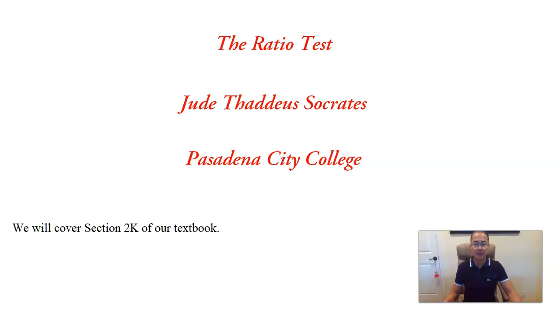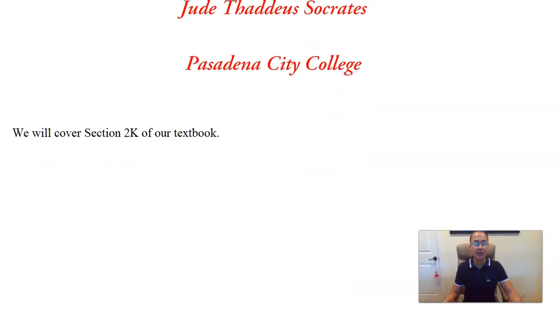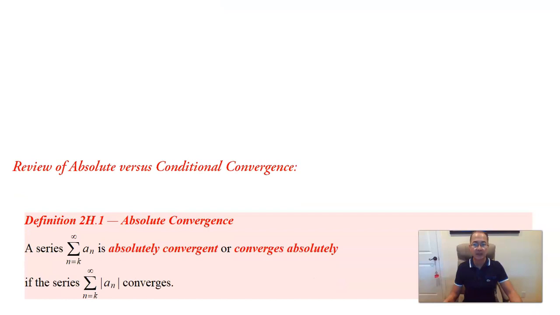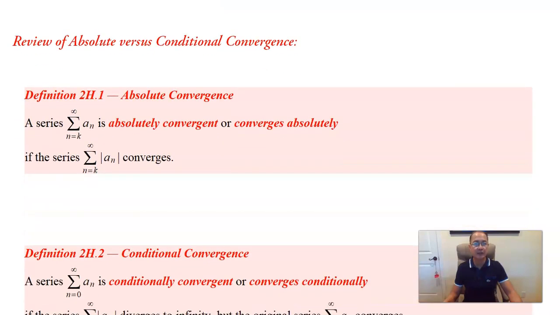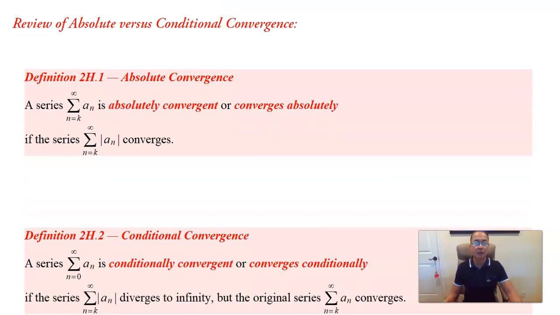So before we talk about the ratio test, I would like to review a couple of definitions that we saw in our last video where we talked about absolute versus conditional convergence. If you haven't seen that video yet, it would be a good idea to probably see it first. So, a series is absolutely convergent if the series where we take the absolute value of all the terms converges.